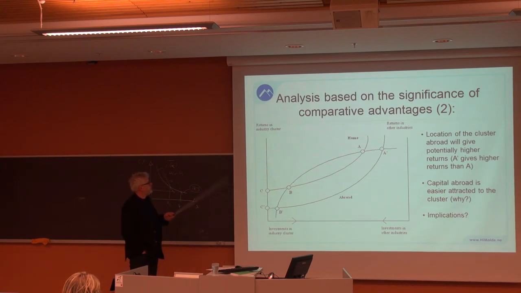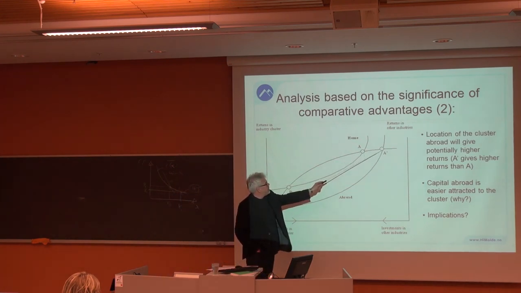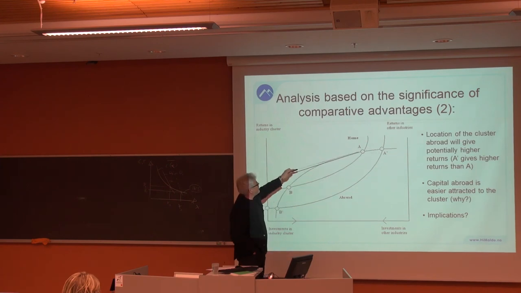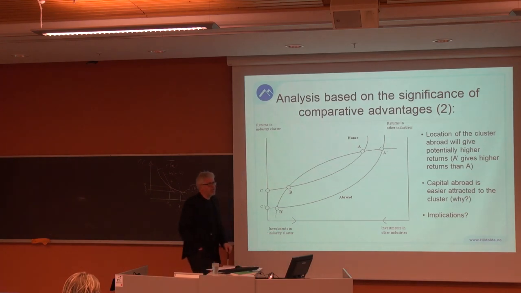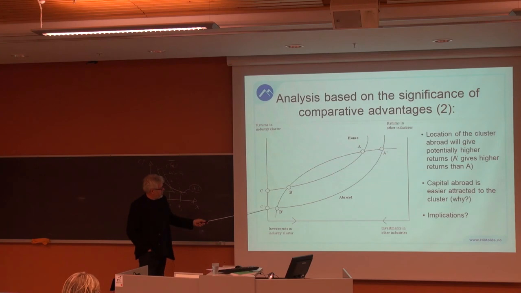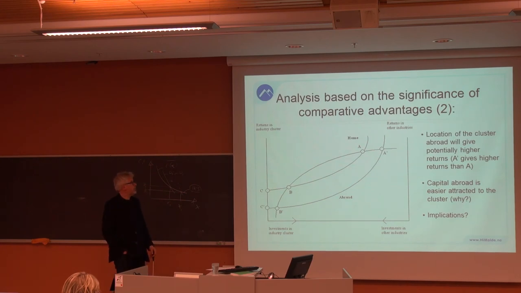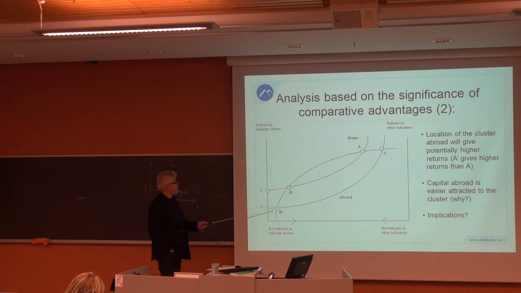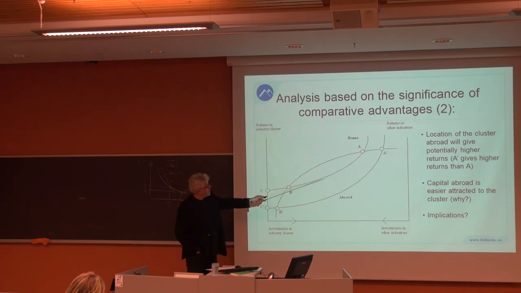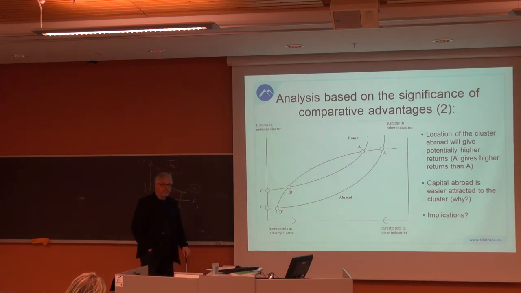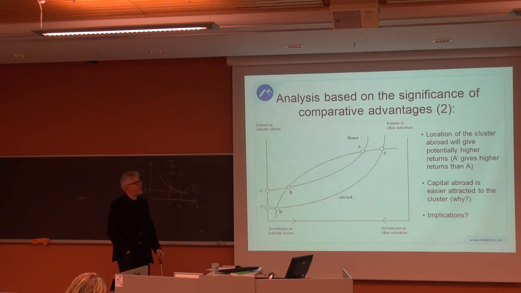So what we see here is that the potential return on invested capital in the cluster abroad is somewhat higher, not very much higher. You see that the vertical distance between these two points is quite small. But the big difference may be down here. The level of the critical mass may be much lower in the foreign country. You see also that the difference in the return on invested capital is drawn as very radical. In real life, it's not necessarily that radical. But the point is that the cluster will end up in one of these situations. It can only be located in one location.